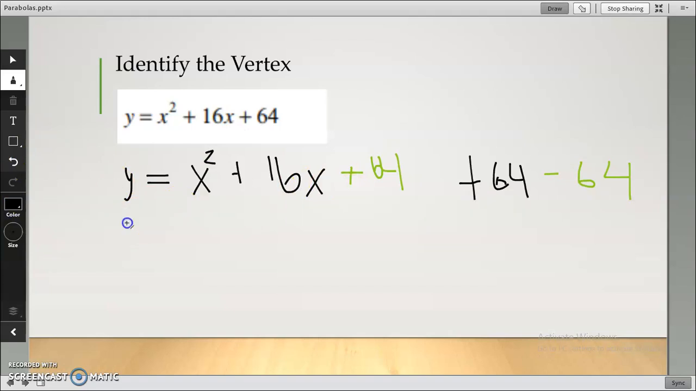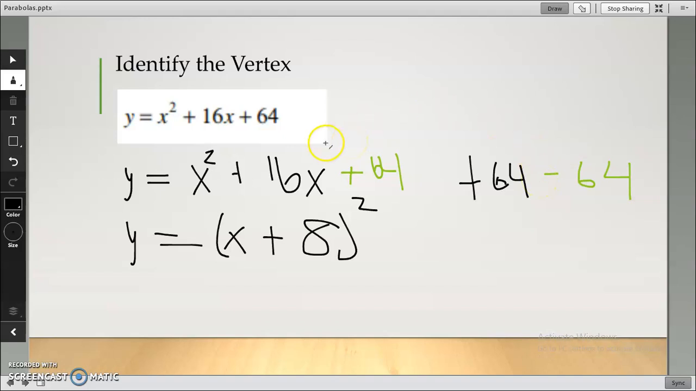Let me change my color back to black. And so now I have y equals, this is a perfect square now. I have (x plus 8) squared, since the square root of 64 is 8. If you square this back out, x plus 8 times x plus 8, you should get x squared plus 16x plus 64. Then I have 64 minus 64, so that's 0, and that cancels all the way out.